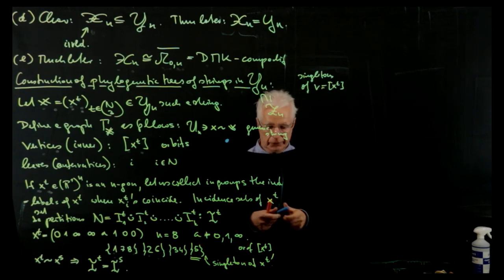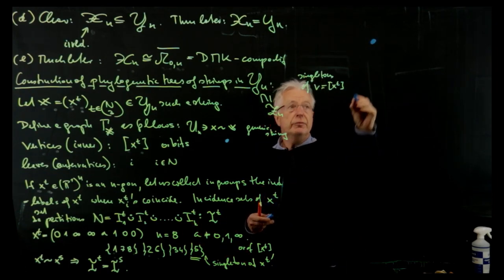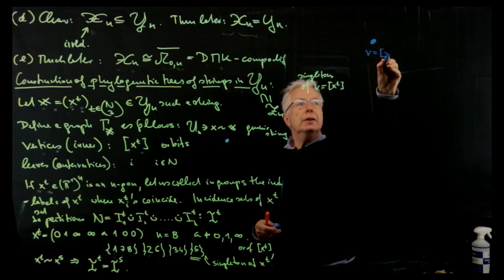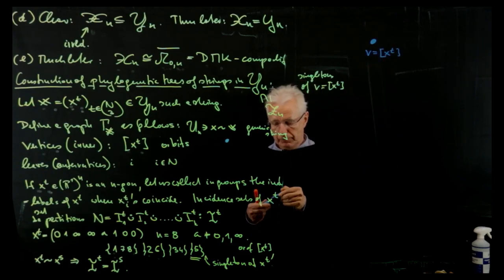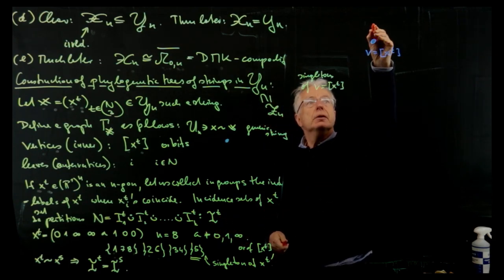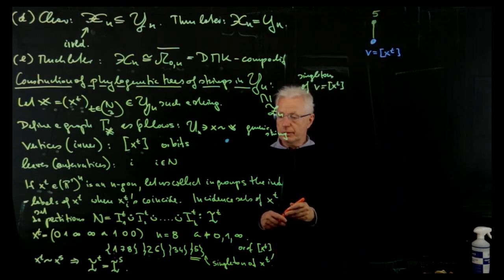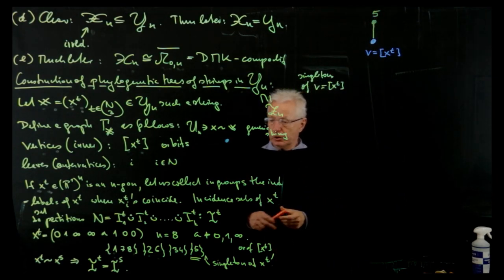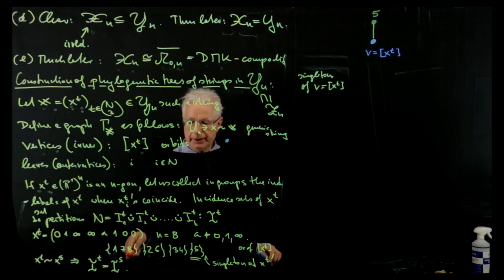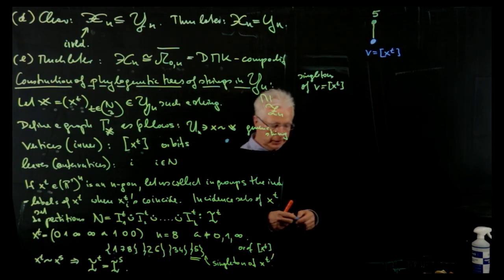Let's try to do it in this example. So we have V equals XT, and we just have one singleton. And I draw it like this, and I call it 5. Okay. And then we will draw an edge for each of these larger incident sets.